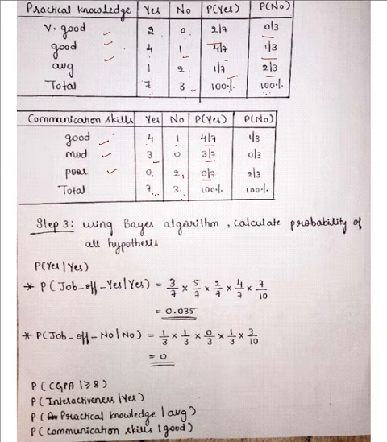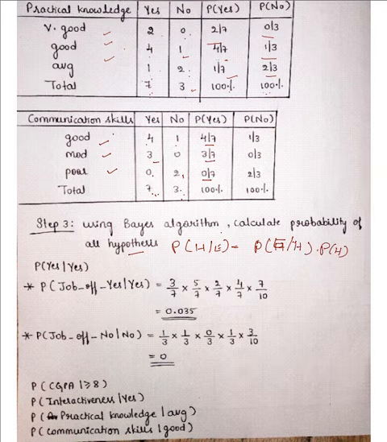In step 3, using the Bayes algorithm, we calculate the probability of all hypotheses. Using the Bayes theorem, P of hypothesis given evidence E is equal to P of evidence E given the hypothesis, into P of H, divided by P of E. So this is the Bayes formula, and we are going to apply it now. For the max, we don't consider the denominator factor P of E.